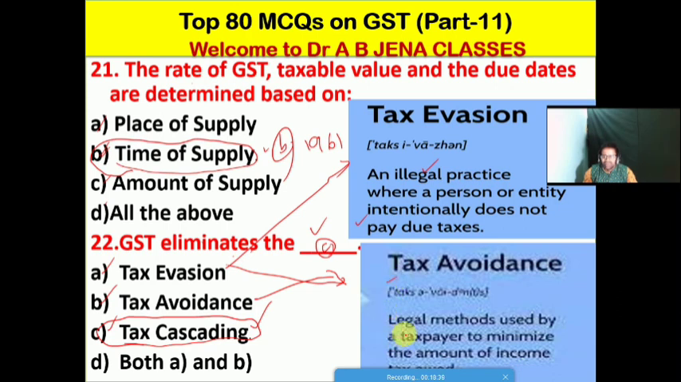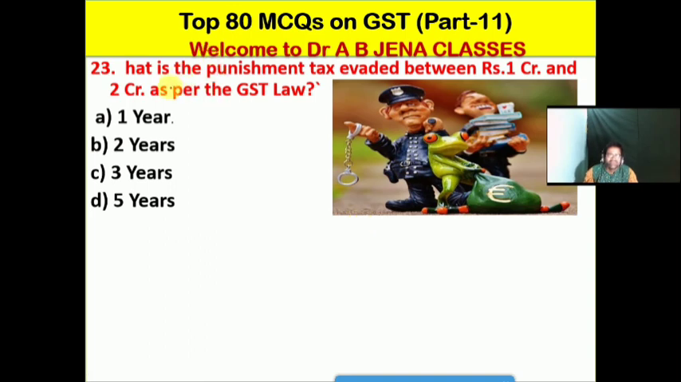So what is the meaning of tax avoidance? Tax avoidance is the legal method used by a taxpayer to minimize the amount of income tax owed. It's the legal practice, and with the help of a chartered accountant or a financial advisor, you can avoid the tax. So it's legal. So friends, you have to remember what is the meaning of tax evasion, what is the meaning of tax avoidance.